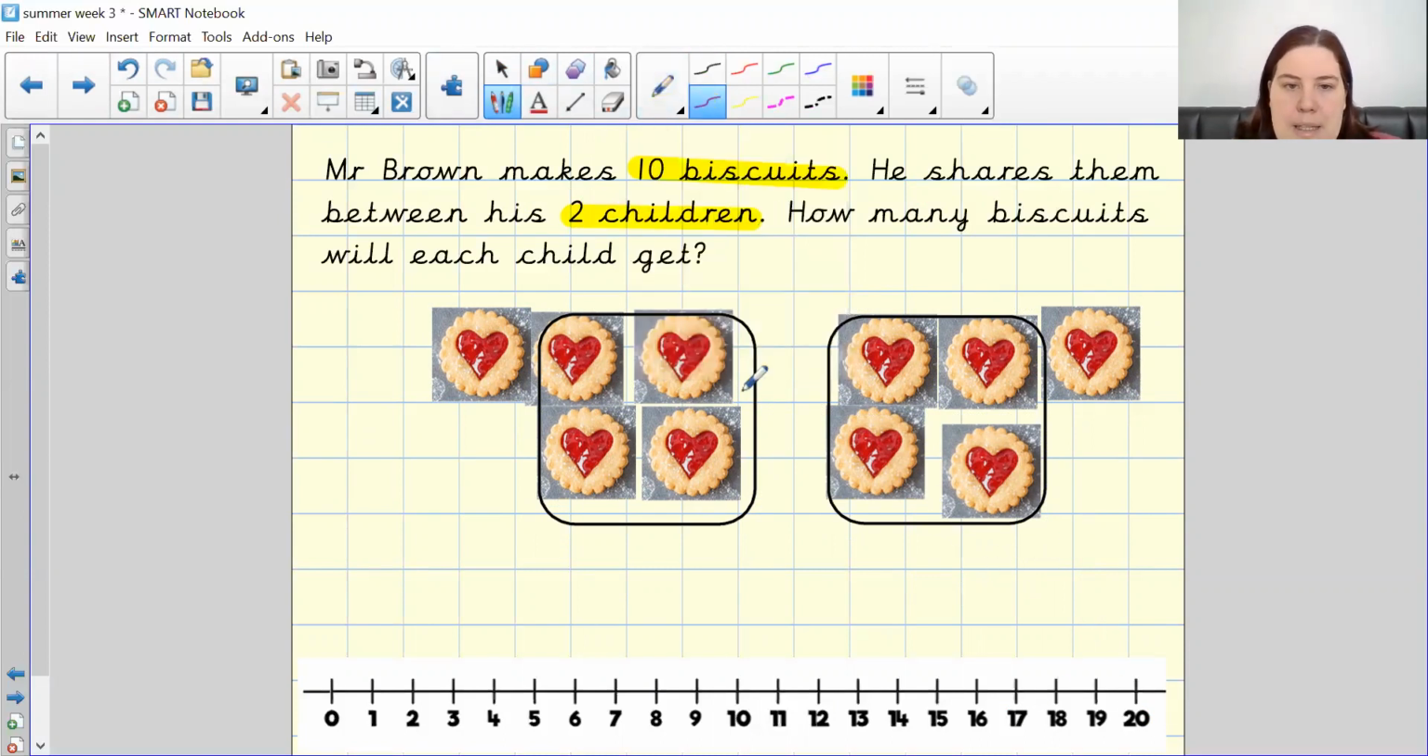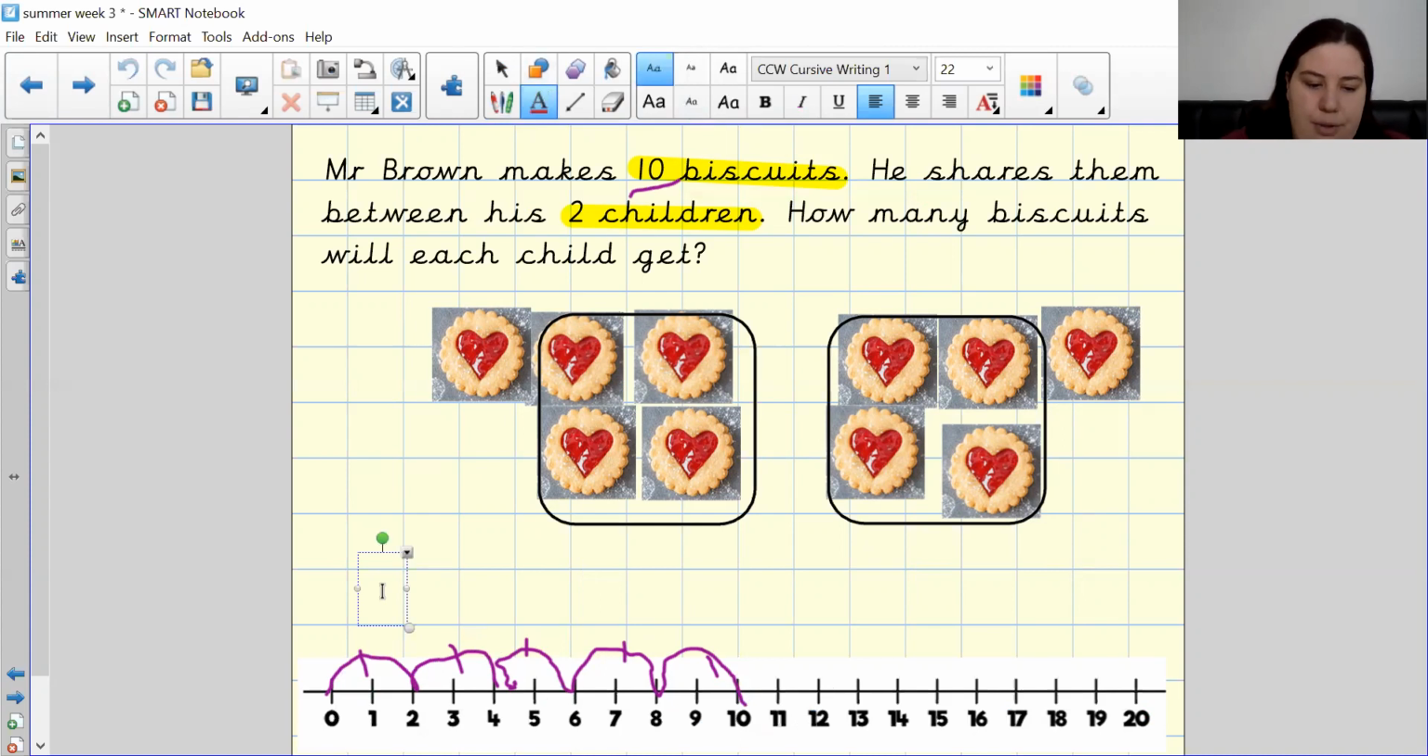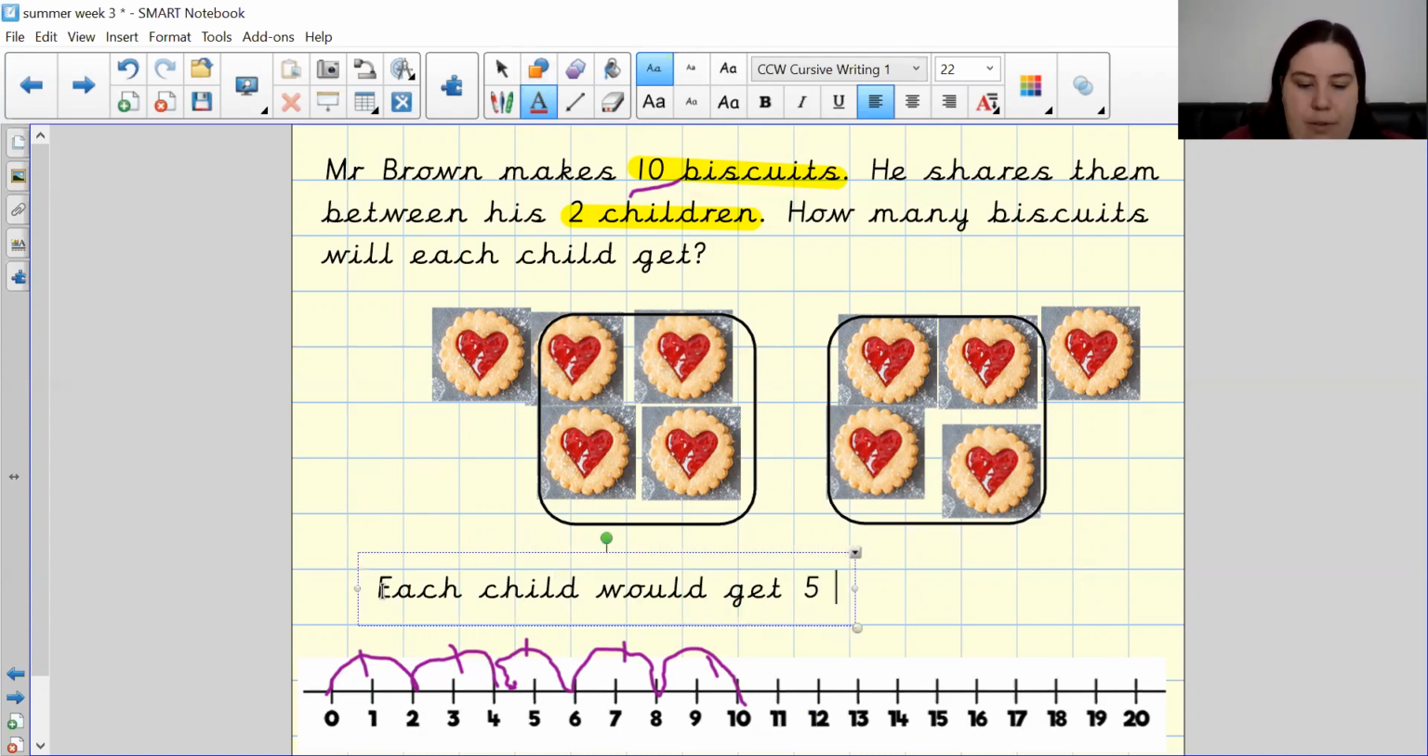So using my number line, I start on 10, not 20 this time, 10. And I'm going to jump back in 2s. 8, 6, 4, 2, and then to 0. Or I could have counted up from 0 up to 10. It doesn't make a difference. And how many groups? 1, 2, 3, 4, 5. So each child would get 5 biscuits. And as you can see, 1, 2, 3, 4, 5.